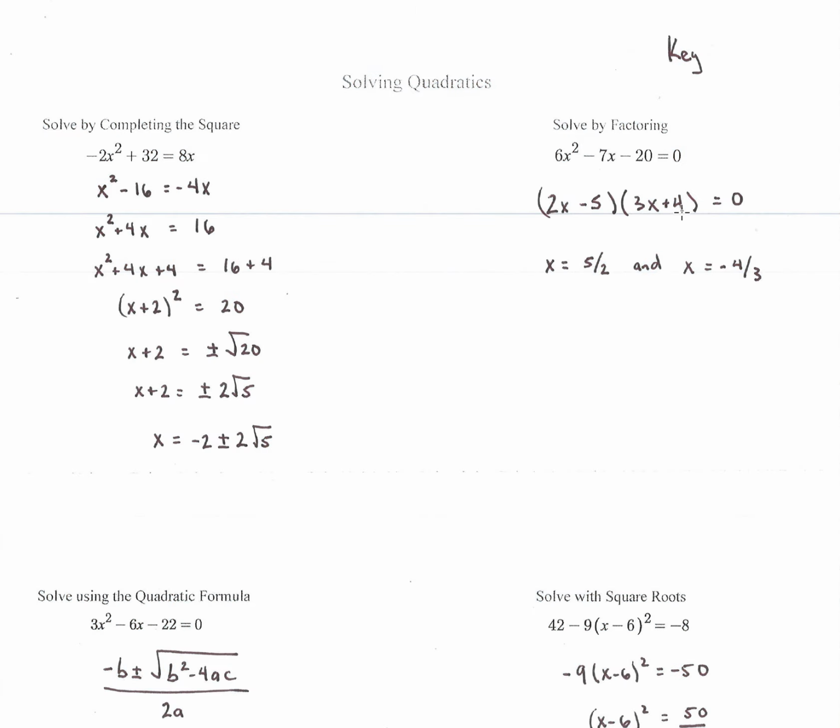And then if you look at the 2 and the 4x, that's going to give you an 8x. -15x, positive 8x combined to give you that -7. So then you know you factored it correctly. And then again, once you factor it, then you solve 5/2 and -4/3.